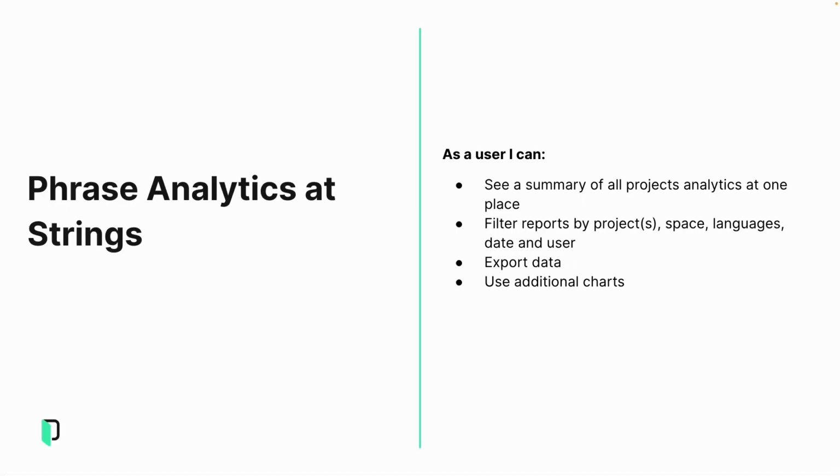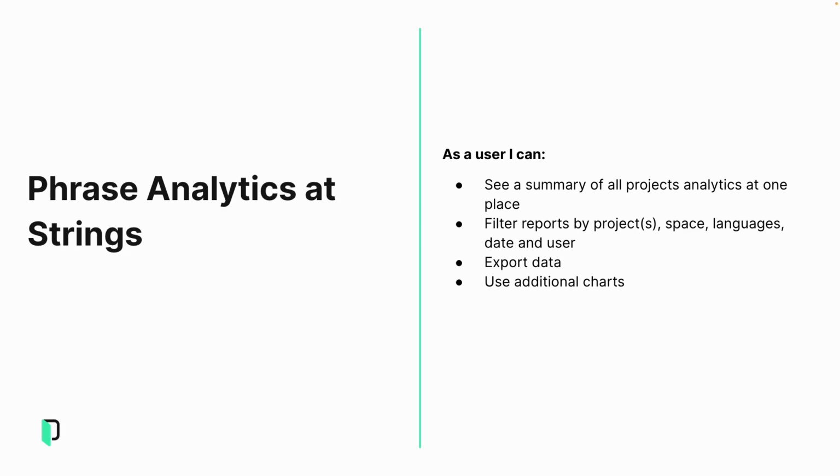With the new Phrase Analytics, I can see a summary for all projects' analytics in one place. I can use additional filters to filter by project, space, language, date, and user. I can export data for further use, and I can also leverage additional charts and reports. All that to better understand translation activities across the entire account, spot anomalies and underperforming projects and potentially react on time, see good performance and replicate its success with other projects, and track translation performance.